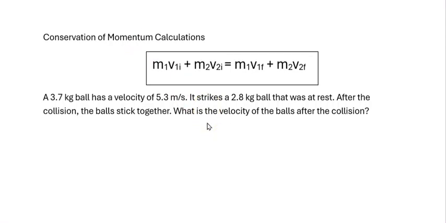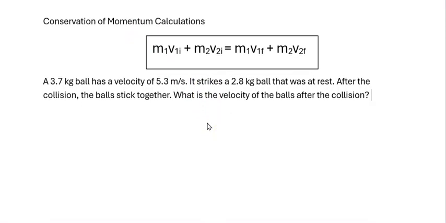So I'm going to go through an example using the conservation of momentum formula that we see here, which tells us that the initial momentum of the system before a collision is going to be equal to the final momentum of the system after a collision has occurred.